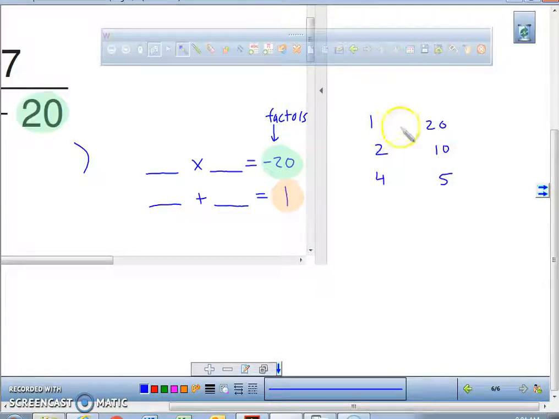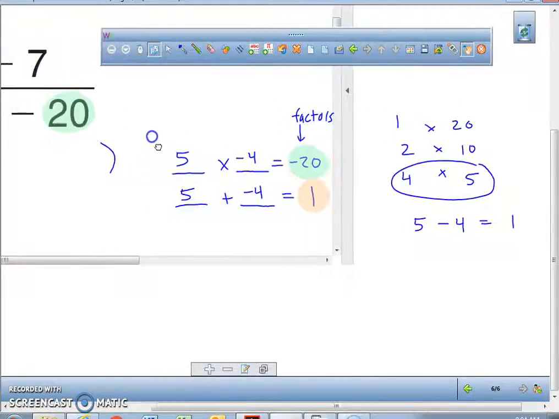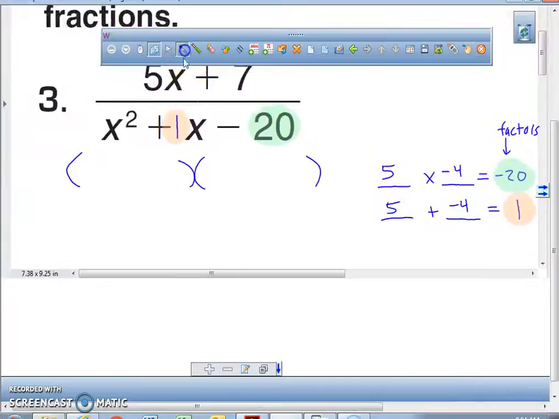Only one set of these numbers can get you to a possible 1, and it would be the 4 and the 5. Because if I have a positive 5 and a negative 4, that's going to give me a 1. And what's 5 times a negative 4? A negative 20. So your factors are 5 and negative 4.